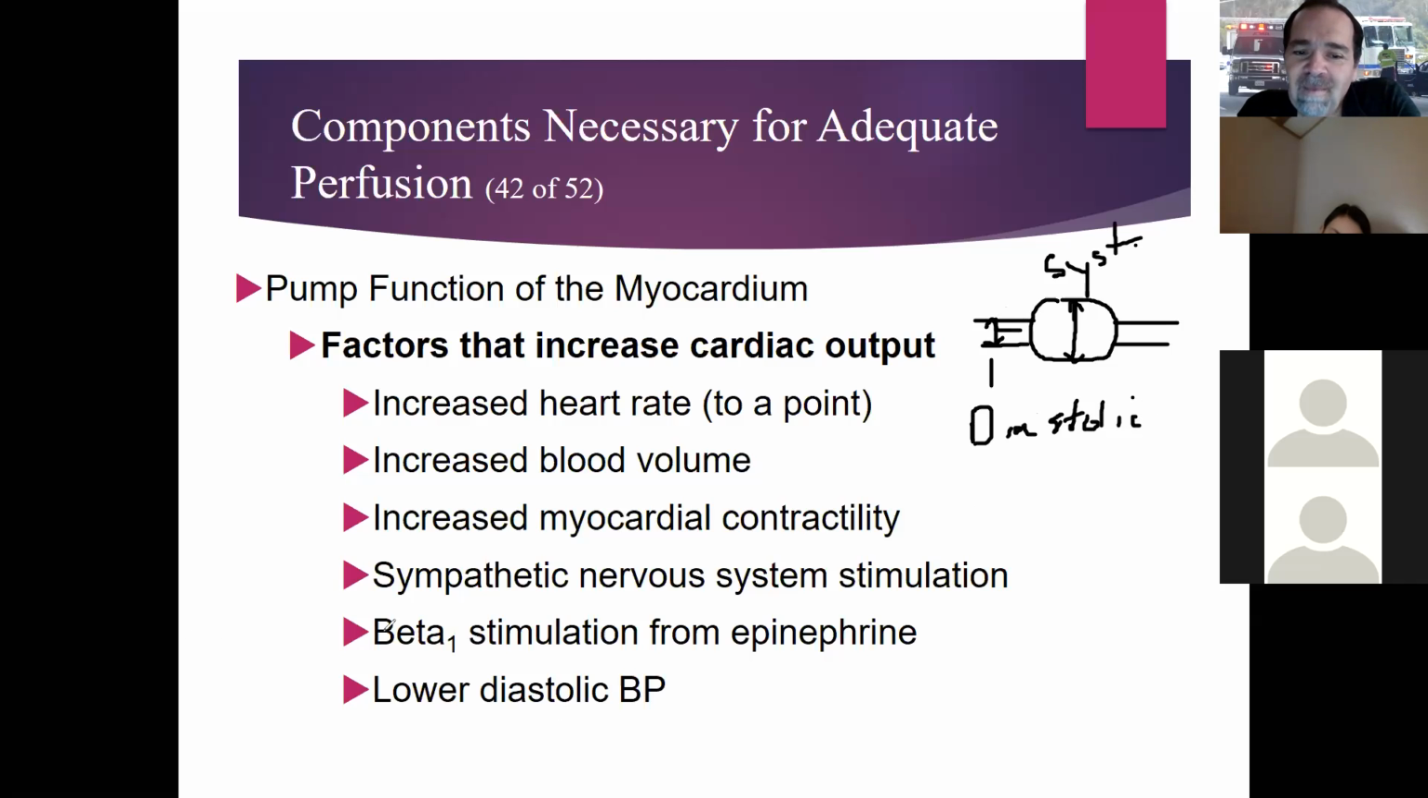So if you lower your diastolic blood pressure, let's say we have a blood pressure of 140 over 100. The top number is going to be your systolic blood pressure. That's the pressure being put against the blood vessels, right? The lower number is going to be the amount of pressure being put against the blood vessels once your ventricles relax.